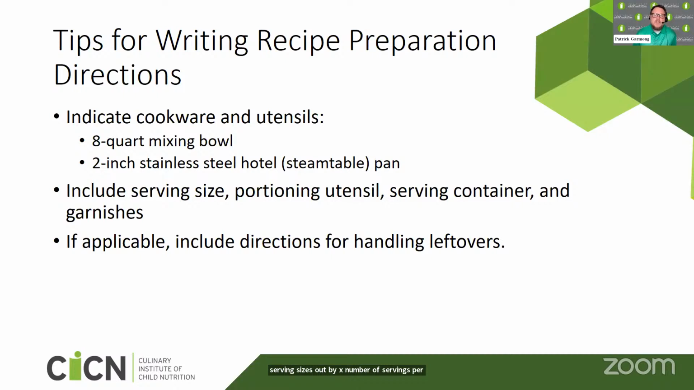We want to make sure that we're including our serving sizes, including our portion utensils, serving containers, and garnishes. Making sure we have the right portion utensils is critical, and outlining that, because it may be something is an 8-ounce portion by weight, but it's a 6-ounce portion by volume. So you want to make sure that you're using a 6-ounce spoodle and not an 8-ounce spoodle. If someone's using an 8-ounce spoodle, they are going to overserve because weight and volume are very different.